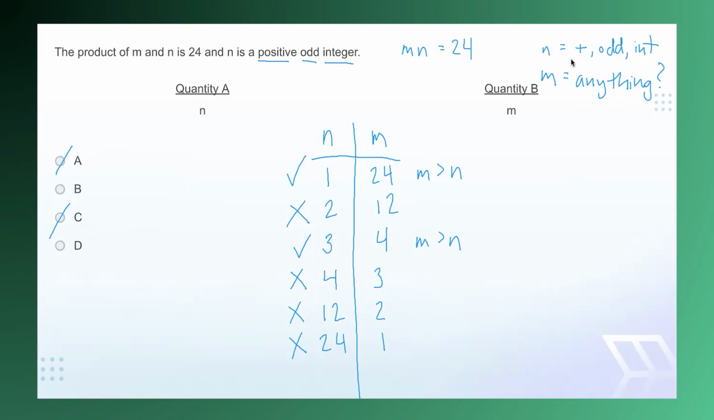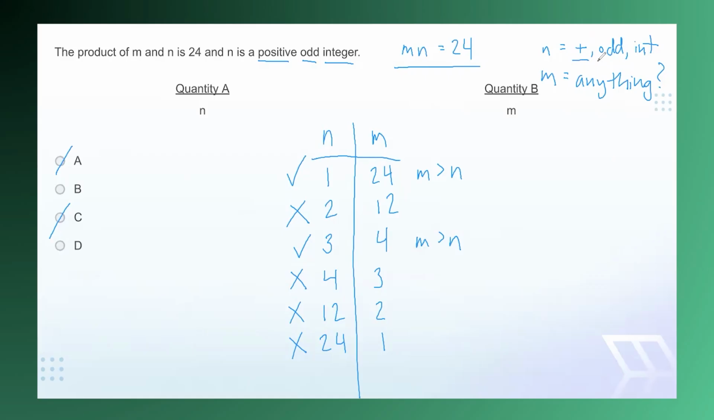And let's go ahead and use the number properties that define n as a guide. Okay, we know that n is positive, but m could, in theory, be positive, negative, or even zero. Well, actually, no, it can't, because we know that m times n is positive 24, and n is positive. m must also be positive. Okay, strike one, that didn't tell us anything.